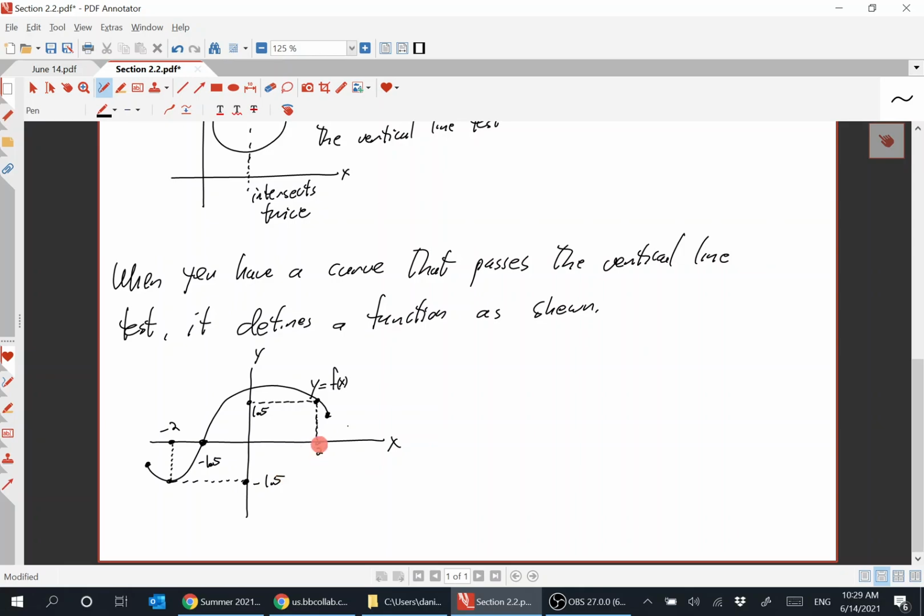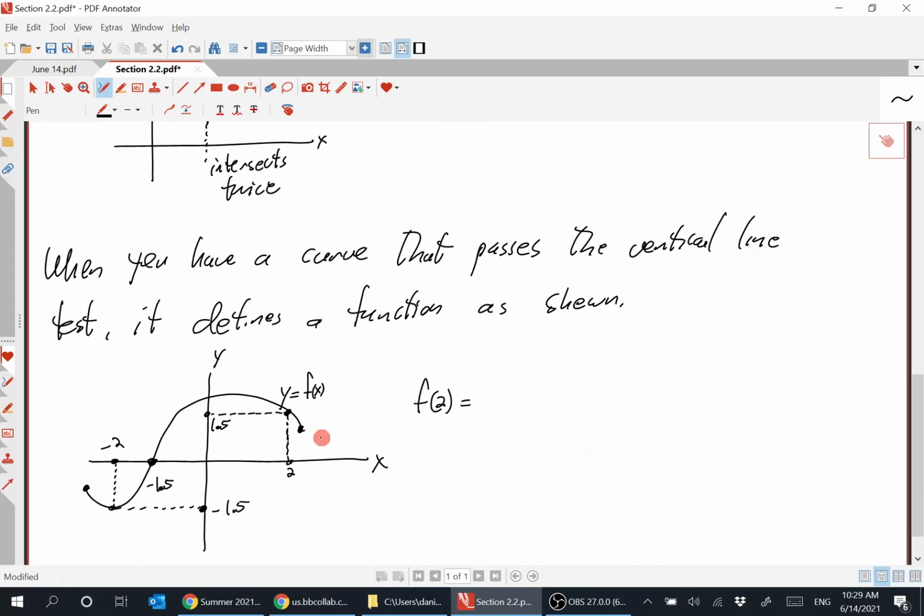All right, so what this curve is telling us is that f of 2 is equal to the corresponding y value that the curve defines for you. Right? Here's the x value. We go vertically to the curve. Once we hit the curve, we go horizontally to the y-axis. So the x-axis represents the domain values. The y-axis represents the range values. And that's why we say y is equal to f of x. Right? So let's write that down.